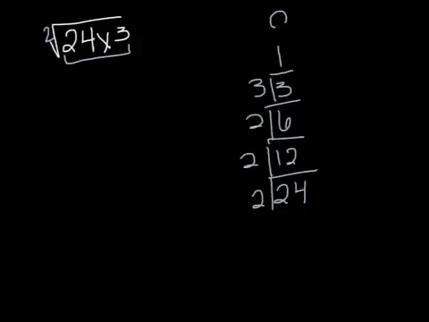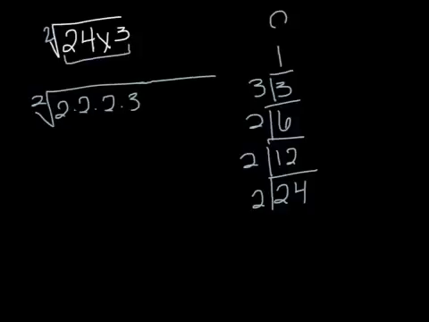So I'm going to rewrite this inside. This is the second root of 2 times 2 times 2 times 3. And if I multiply those together, I get 24. And I have 3 x's.